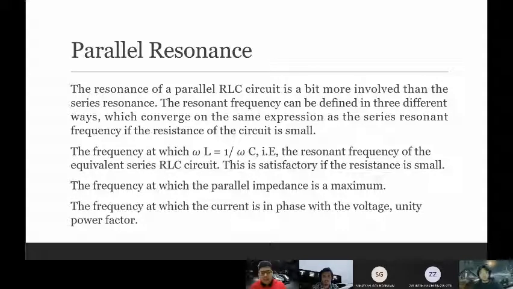The frequency at which omega L equals 1 over omega C, the resonant frequency of the equivalent series RLC circuit. This is satisfactory if the resistance is small. The frequency at which the parallel impedance is a maximum. The frequency at which the current is in phase with the voltage, unity power factor.